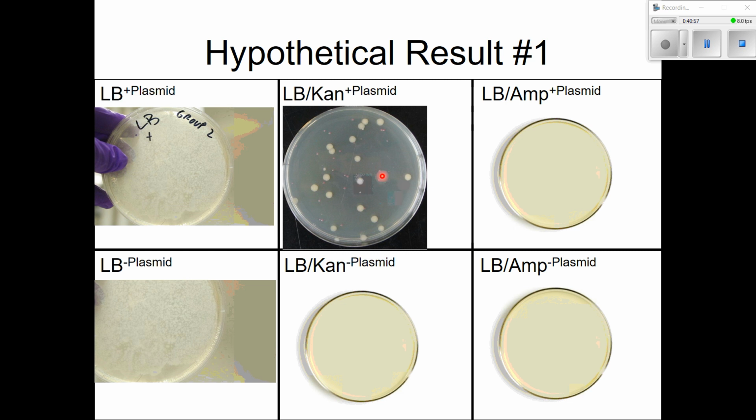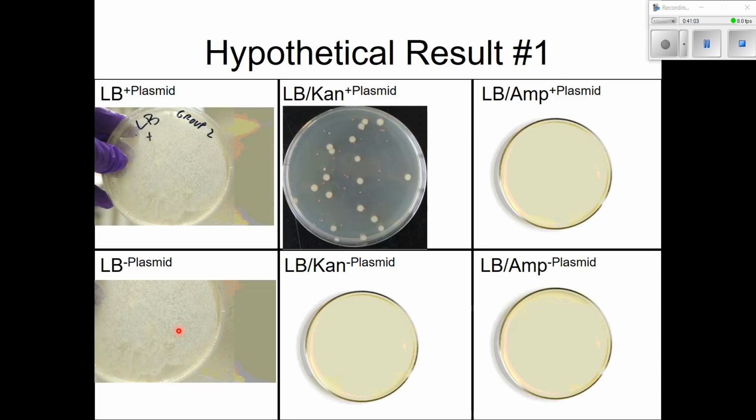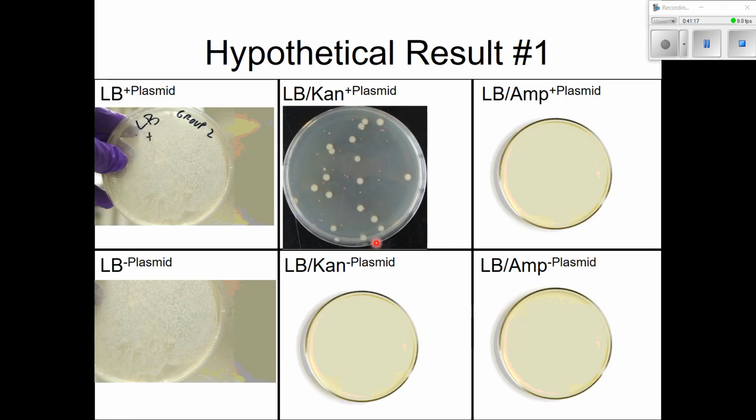So from this result, which of these three plasmids did this group have? It's pretty easy to tell that the correct answer is this one. This group apparently was given the pCAN plasmid, and that's why we see colony growth on the kanamycin plate.